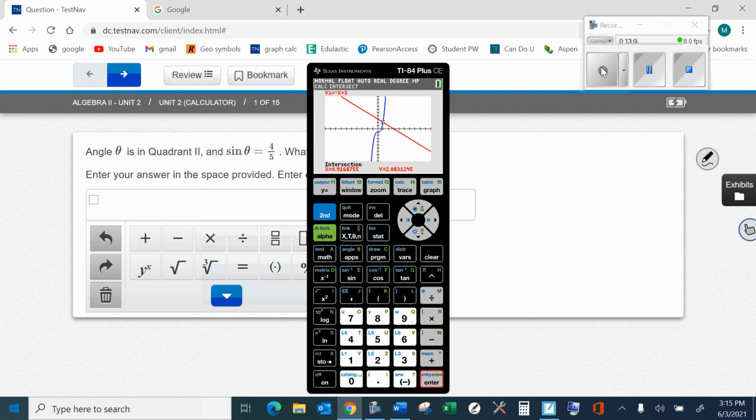Okay, let's see. The other one would be square root. Square root is right above the x squared.